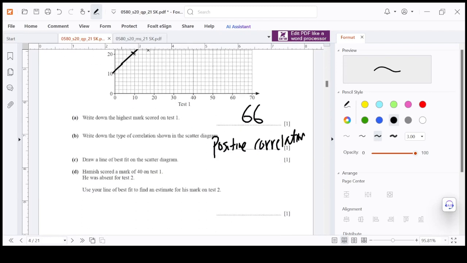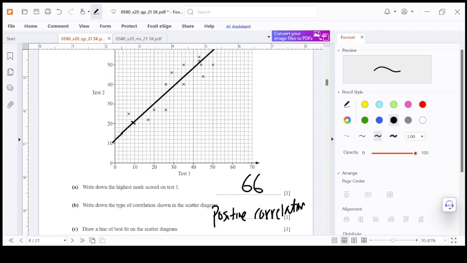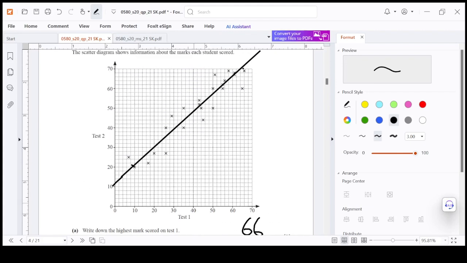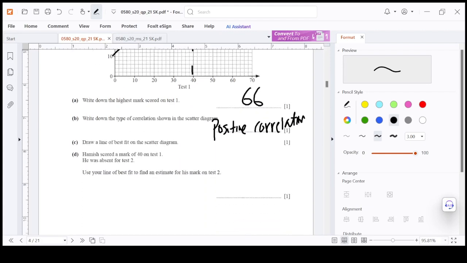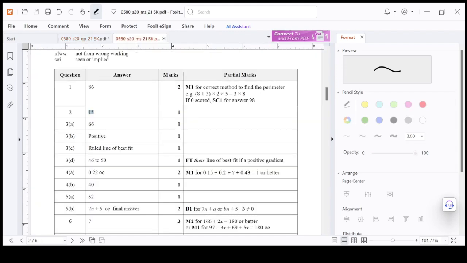He was absent for test 2. Use your line of best fit to find an estimate for his marks on test 2. Okay, Hamish scored a mark of 40 on test 1. So let's see, this is 40, and when it touches the line of best fit, we get 48. So if he was absent on test 2, then it is estimated that he scored 48 in the second test, according to the line of best fit.